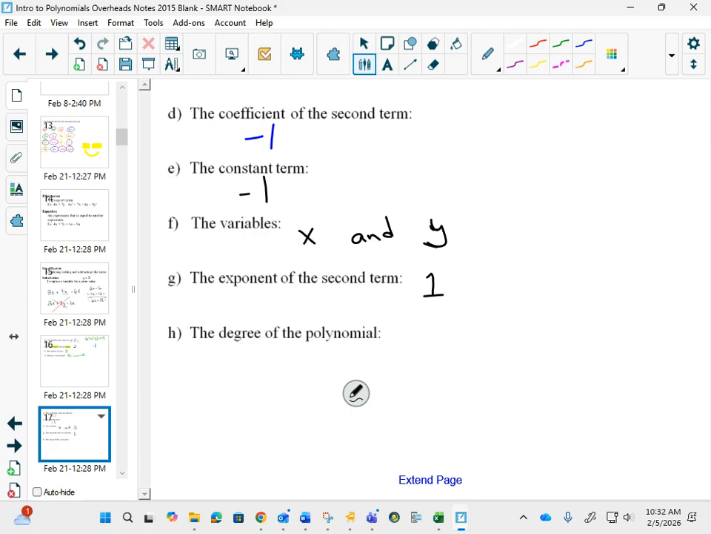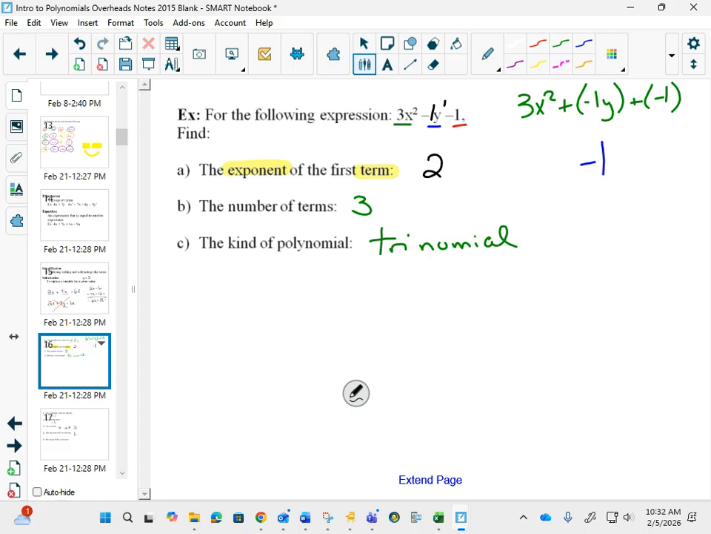Would it be -1 or just 1? It would be +1. Yeah, -1 would be the coefficient. That's the number in front. Exponent is the small number written above, and that would be a +1.